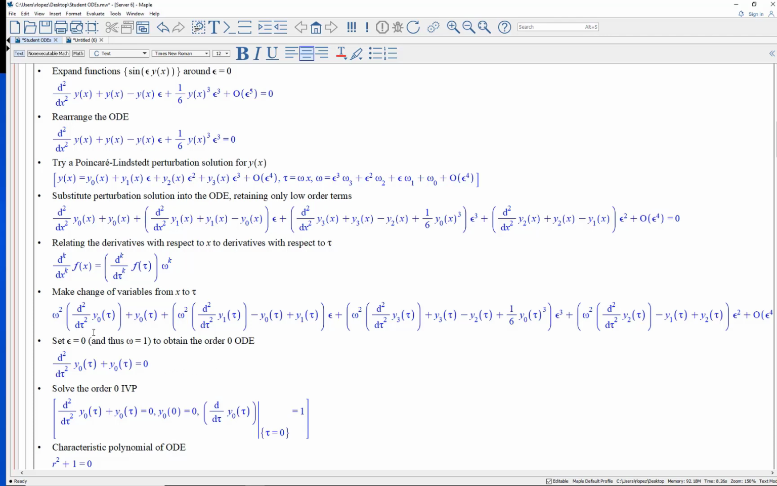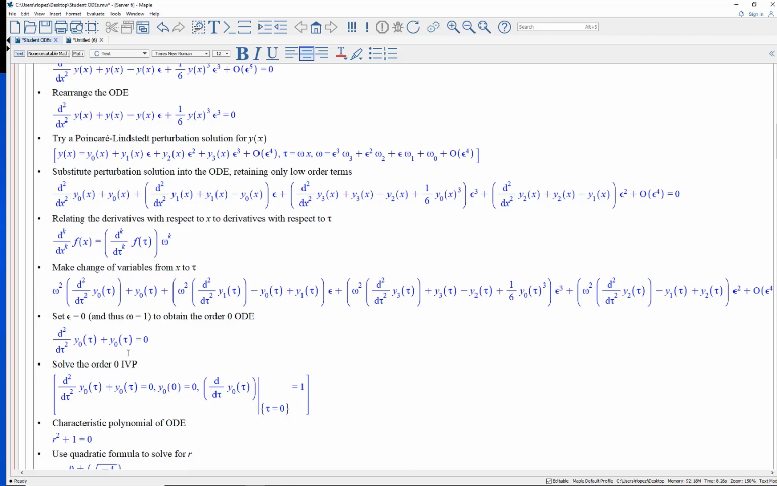And you begin to group with respect to powers of epsilon. So the epsilon equals 0 term looks like that. So you now are going to solve this differential equation for y0 of tau.